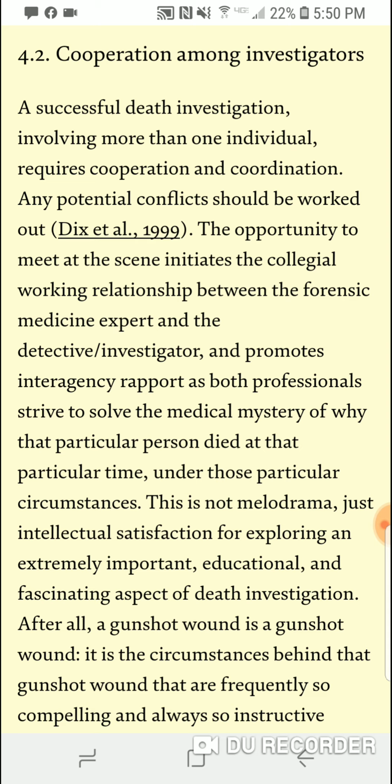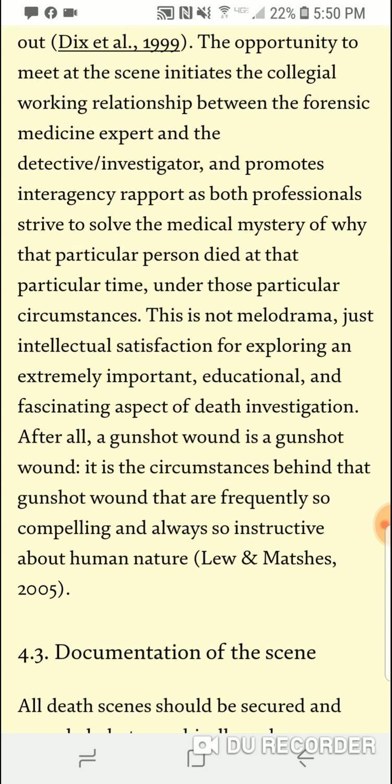They talk about cooperation among investigators. The opportunity to meet at the crime scene initiates the collegial working relationship between the forensic medicine expert and the detective slash investigator, and promotes interagency rapport as both professionals strive to solve the medical mystery of why that particular person died at that particular time under those particular circumstances.